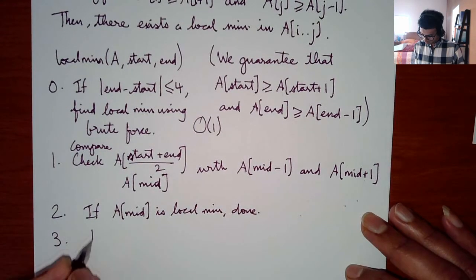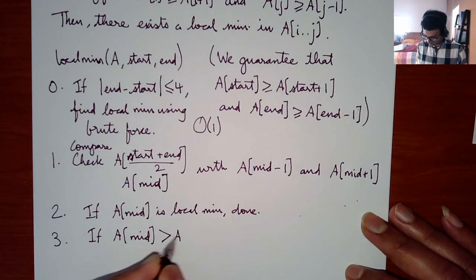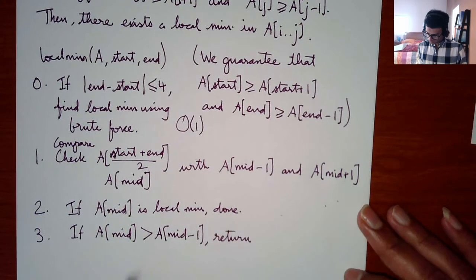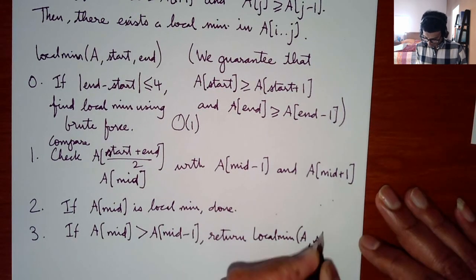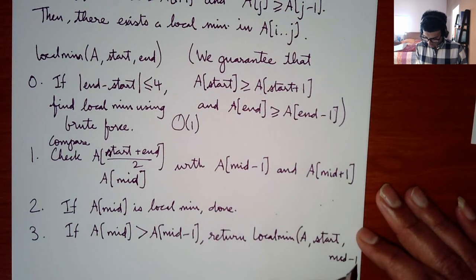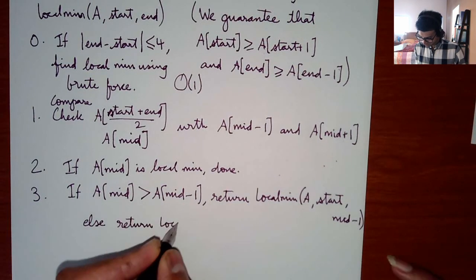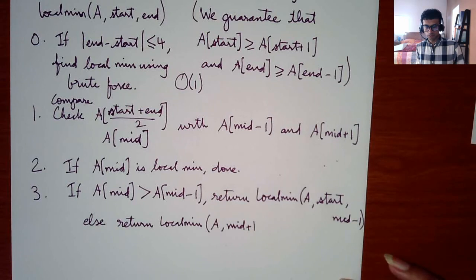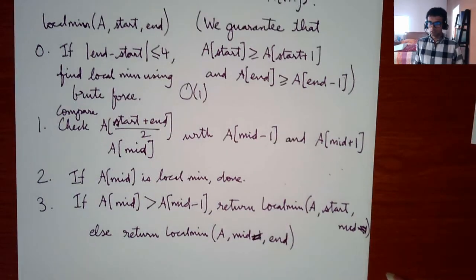If not, then if A of mid is strictly greater than A of mid minus 1, then you return local min of A, start, mid minus 1, else return local min of A, mid, and end. That's the procedure.